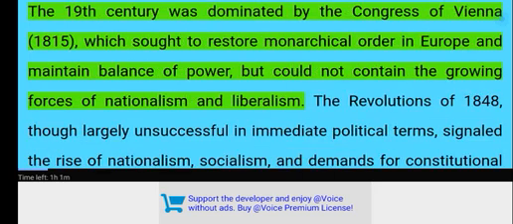The 19th century was dominated by the Congress of Vienna 1815, which sought to restore monarchical order in Europe and maintain balance of power, but could not contain the growing forces of nationalism and liberalism.